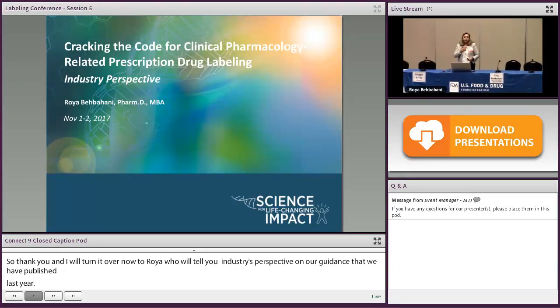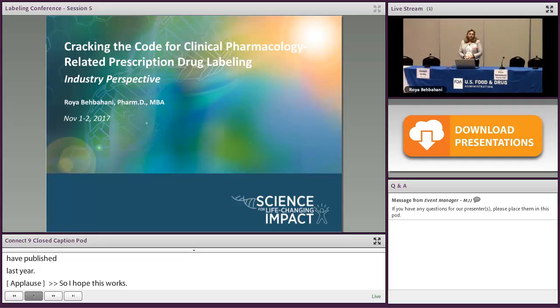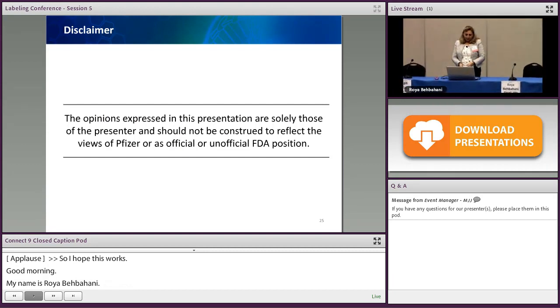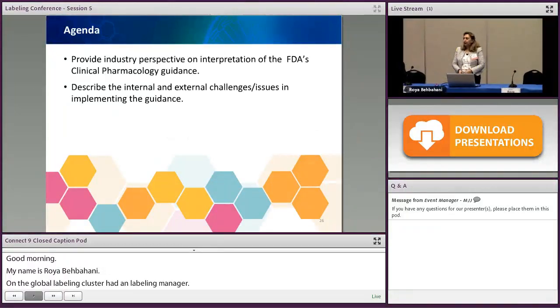So I hope this works now. Good morning. Again, my name is Roya Babahani. I'm a labeling cluster head from Global Labeling Management at Pfizer. And I'm very excited to be here this morning to talk about this topic. This is the disclaimer you've seen so many times since yesterday, but I don't know why mine is shorter than everybody else's.